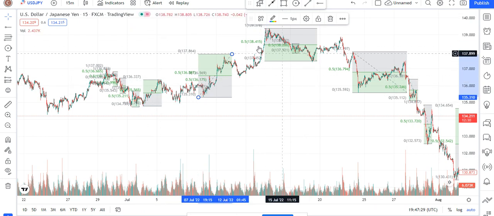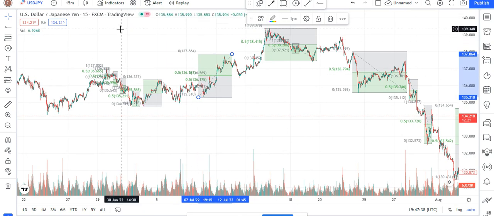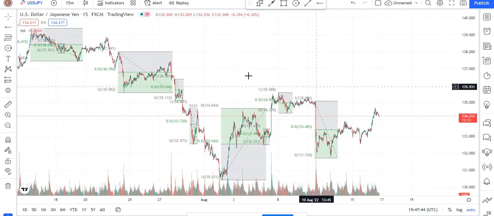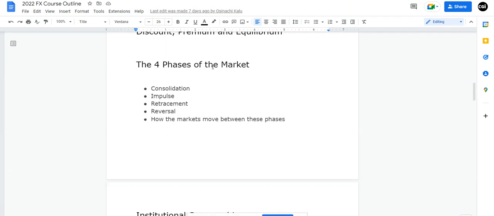Just combine all the screenshots, put them in a PDF or in a document, and then send to my DM. That's your assignment. Very simple. Yesterday's assignment was very simple too. So I guess you understand the assignment, yeah? Okay. Before we conclude this, I'm going to talk about the four phases of the market.